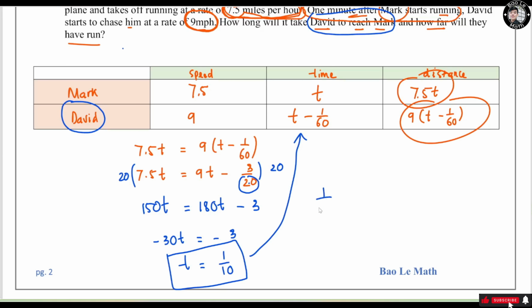So it could be 1 over 10 subtract 1 over 60, right? The LCD is 60, right? So we're going to multiply the top and bottom of the first fraction by 6. So it will be 6 over 60 subtract 1 over 60. And 6 subtract 1 is going to be 5 over 60, right? Now we're going to simplify this one. It's going to be 1 over 12 hours, right? Now, if you want to convert this one into minutes, you just multiply by 60, right? So 1 over 12 multiplied by 60, which is 5 minutes, right?